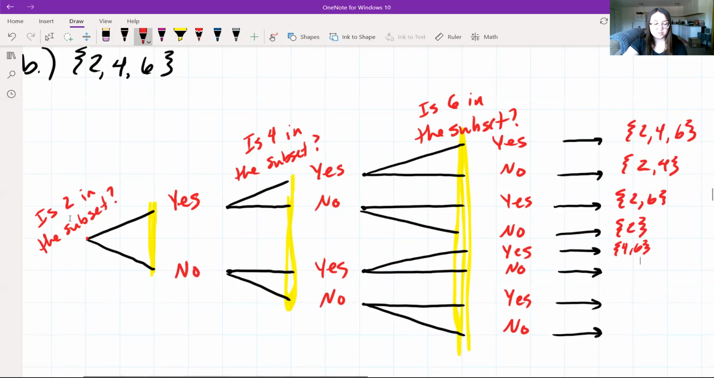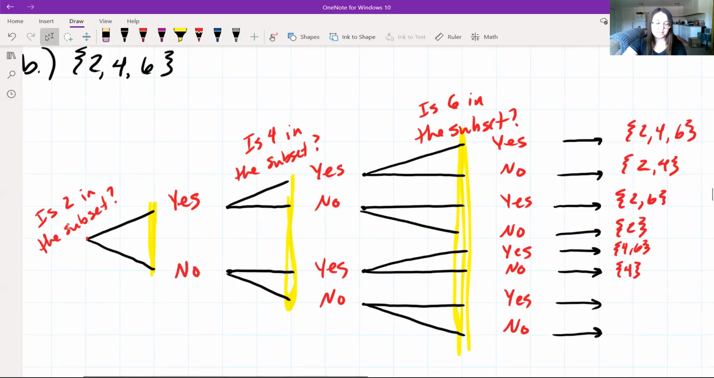And let's try this again. So is 2 in the subset? No. Is 4 in the subset? Let's say yes. Is 6 in the subset? Well, let's say no. So in this case, this is going to just give us the subset of 4.